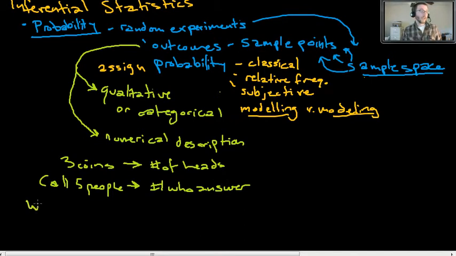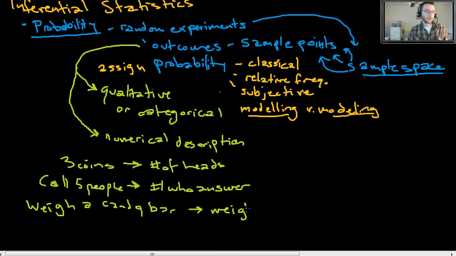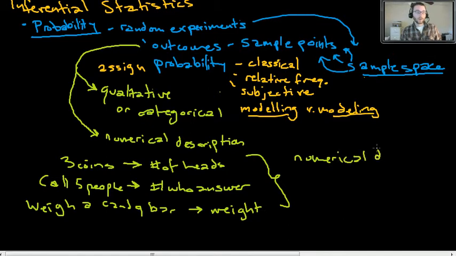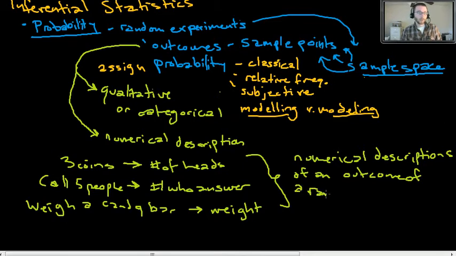Or if you weigh a candy bar, the weight in ounces. These are all numbers, right? And so, since these are numerical descriptions of an outcome from a random experiment, we have a name for this. The name is going to be a random variable. And random variables are really powerful.